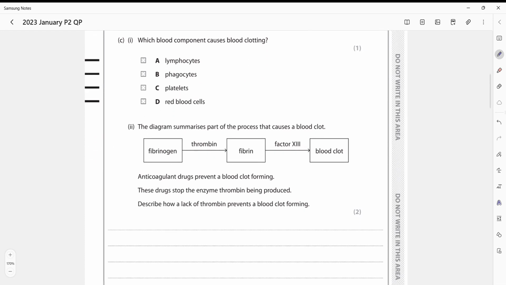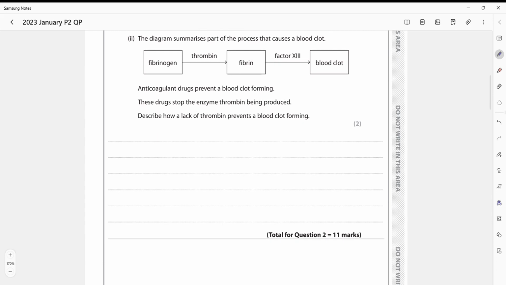Okay, let's look at part C1. Which blood component causes blood clotting? So that would be the platelet, so that's C. Okay, let's just go over the blood components together. Both your lymphocytes and your phagocytes, these are your white blood cells. So they're responsible for killing pathogens in our body. And then we have our red blood cells, which are responsible for transporting oxygen around our body.